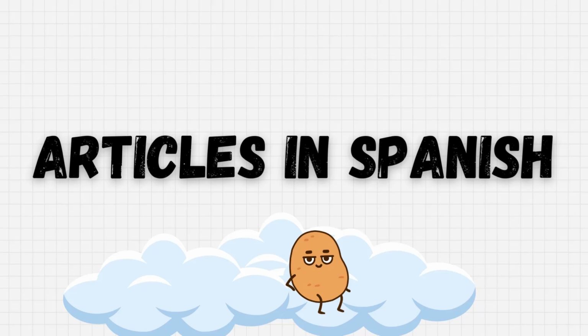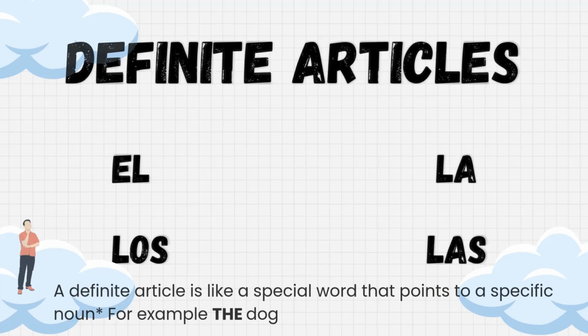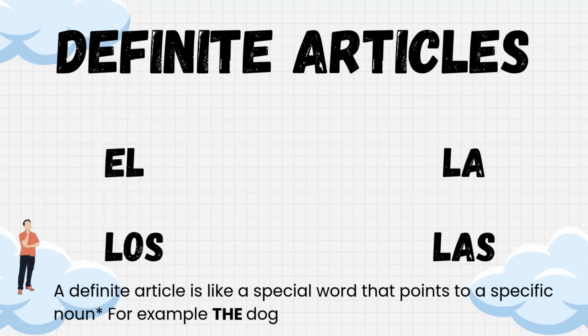Today we're talking about articles in Spanish, and specifically definite articles, right? As you can see, we have four different types of definite articles and they're used in different ways. A definite article is like a special word that points to a specific noun. For example, the dog, right? Now, the would be the article and dog would be the noun.